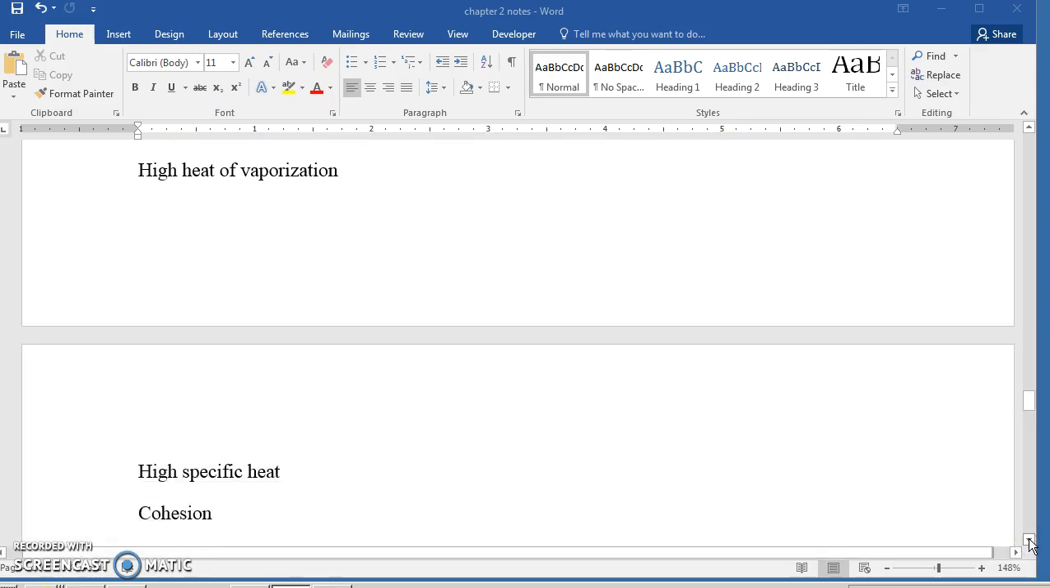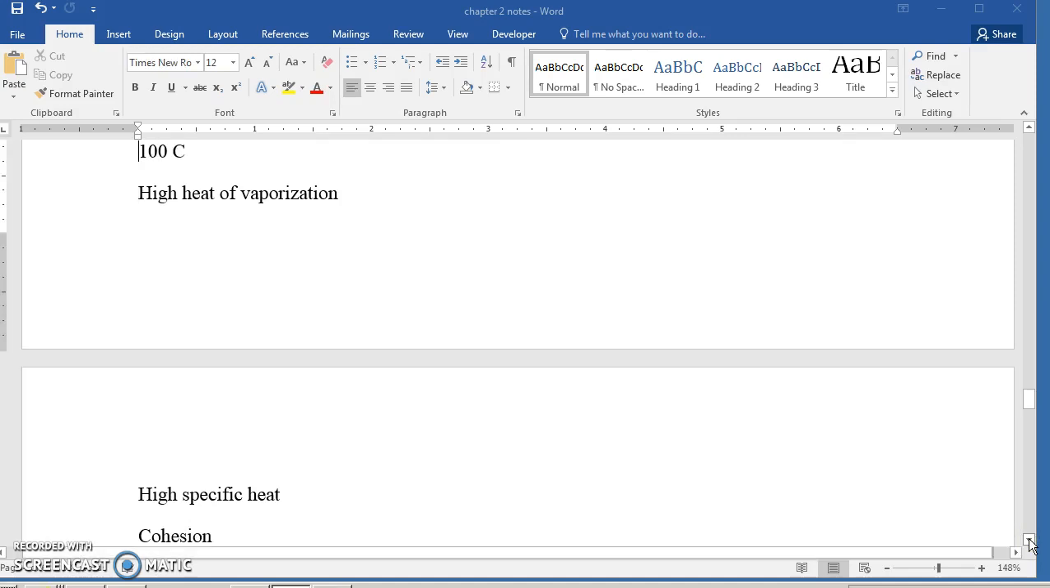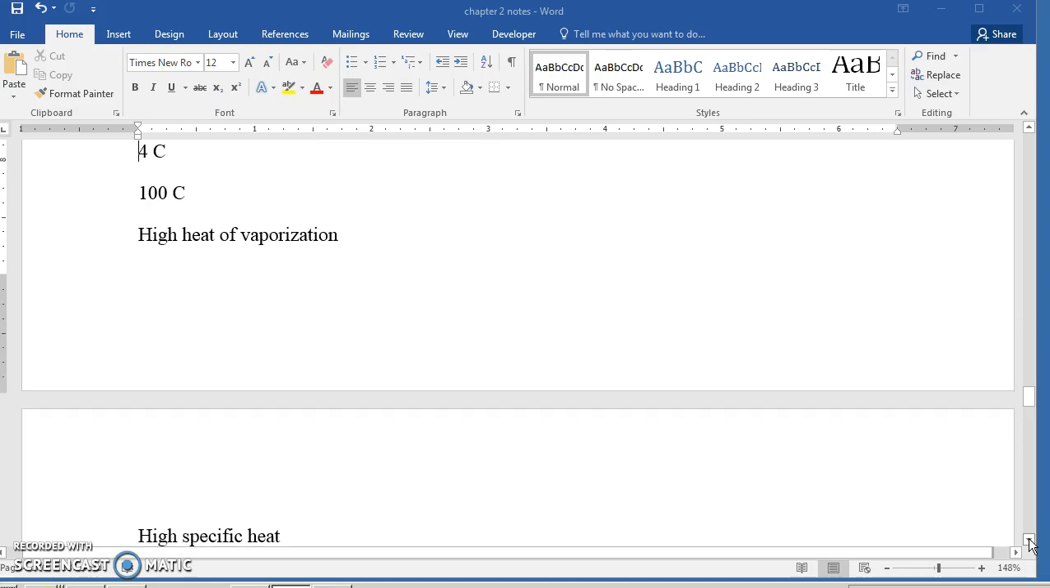Water also has a high specific heat, and what that means is it doesn't gain temperature or lose temperature very easily.